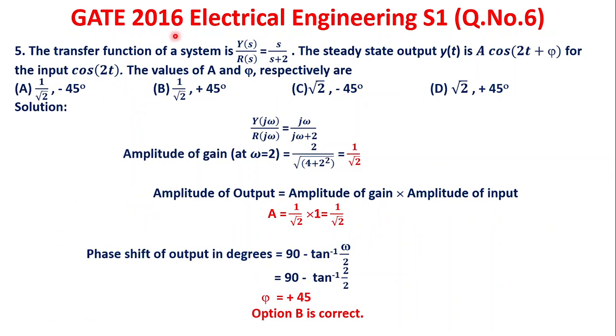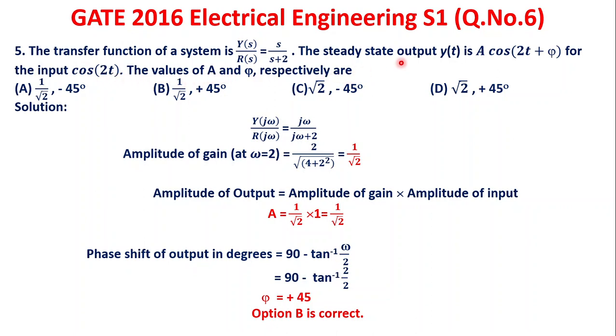It is again taken from GATE 2016 Electrical Engineering, however from set 1, question number 6. The transfer function of a system is Y of s by R of s equal to s by s plus 2. The steady state output y of t is given as A cos of 2t plus phi. The input is cos of 2t. So the values of A and phi respectively are.